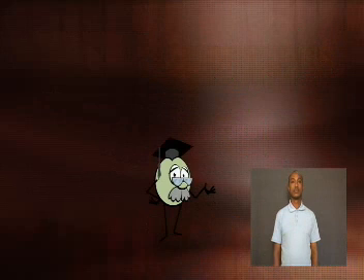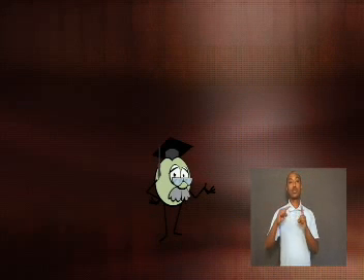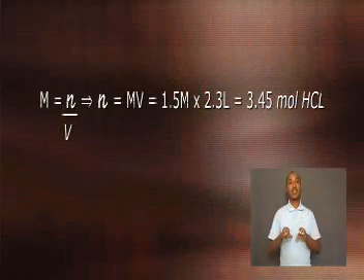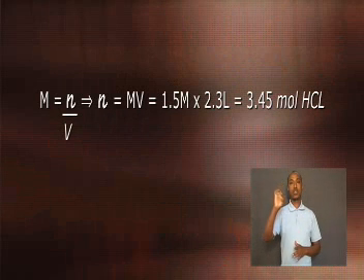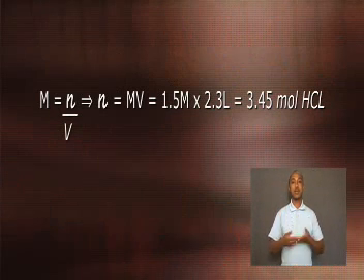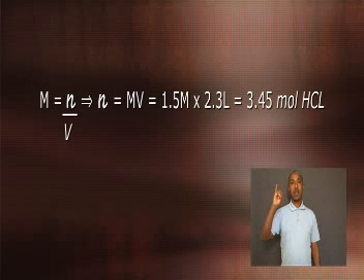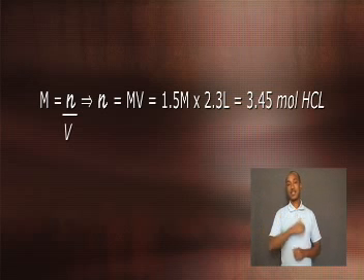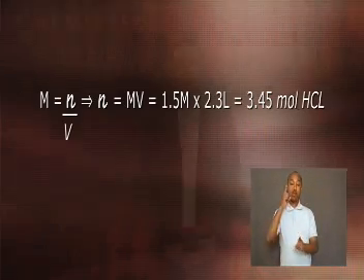Time's up. Let's get back to our lesson. Welcome back, students. I am sure you had no trouble completing this activity. In order to determine the number of moles in the solution, we simply multiply the molarity by the volume of the solution. This gives us our answer, which is 3.45 moles of hydrochloric acid. If you answered that correctly, great work.